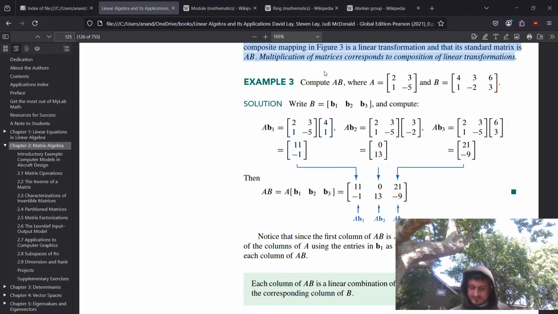Okay. And then lastly, we have 2, 3, 1, -5, and then the last column, 6 and 3, and then we're going to get 12 plus 9 is 21, then 6 minus 15 is -9. Okay, great. So then the final result is going to be 11 minus 1.